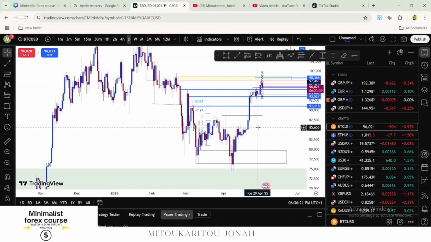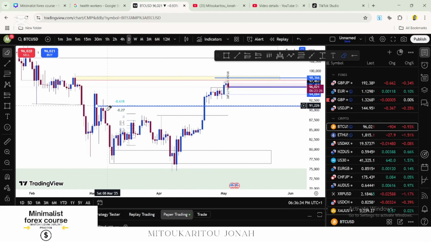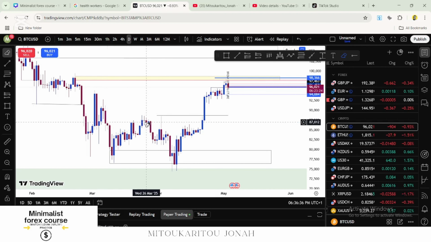I'm taking profits where I want to take profits. This was the strong low. Let me just clear all of this, it's just cluttering my screen. Alright, I think we're good.